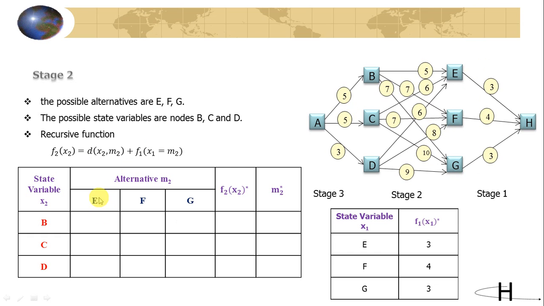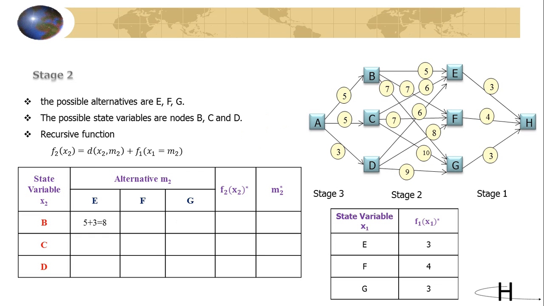Now let us assume that the salesman is at position B and he wants to travel from B to E. So as per the recursive function, the value will be d of x2, that will be the value of this, 5. So when the salesman wants to travel from B to E, 5 units of time will be required. That is d of x2, plus 3 units of time required to go from E to H. So when the salesman wants to travel from B to H via E, the time required is 5 plus 3. So 5 is d of x2, plus f1 of x1, which is 3. It is represented here: E to H time required is 3, so this one is f1 of x1. So this is 5 plus 3 equal to 8.